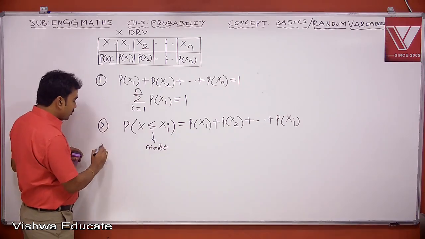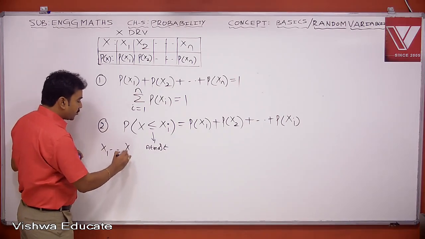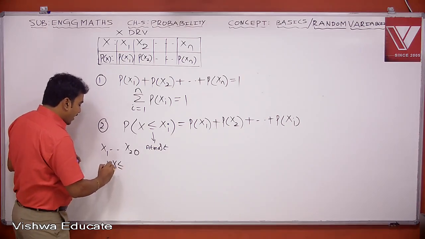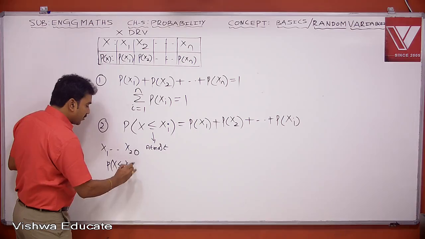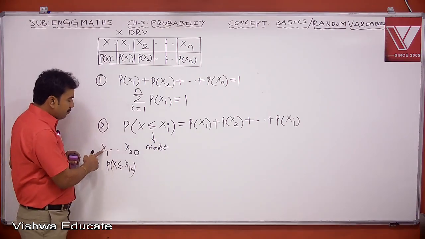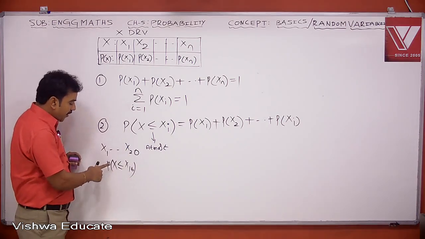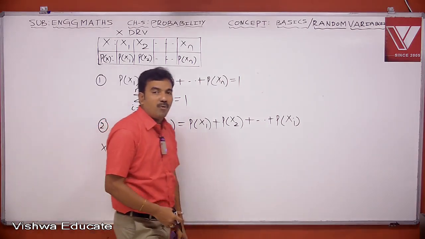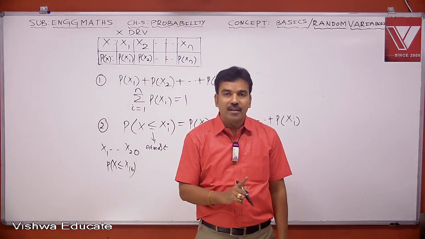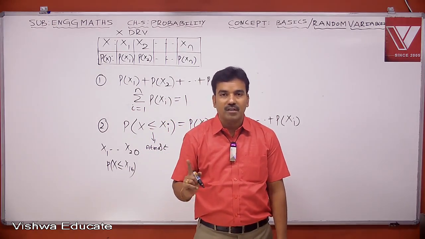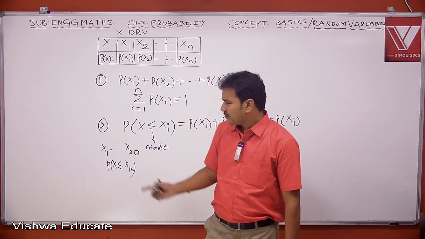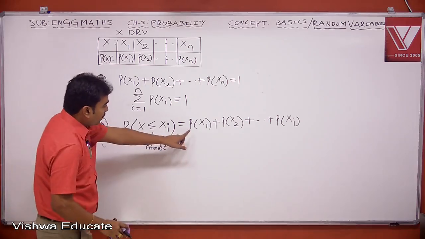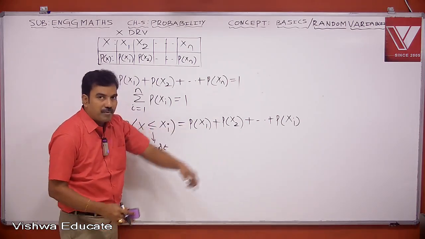See, suppose I have sample points like this: x1, x2 and so on up to x20. Suppose I ask you what is p of X less than or equal to x16. So I have sample points x1 to x20. If I ask you what is p of X less than or equal to x16, you consider all sample points from x1 to x16 only. P of x1 plus p of x2 plus and so on plus p of x16. So therefore p of X less than or equal to xi is p of x1 plus p of x2 plus and so on p of xi.